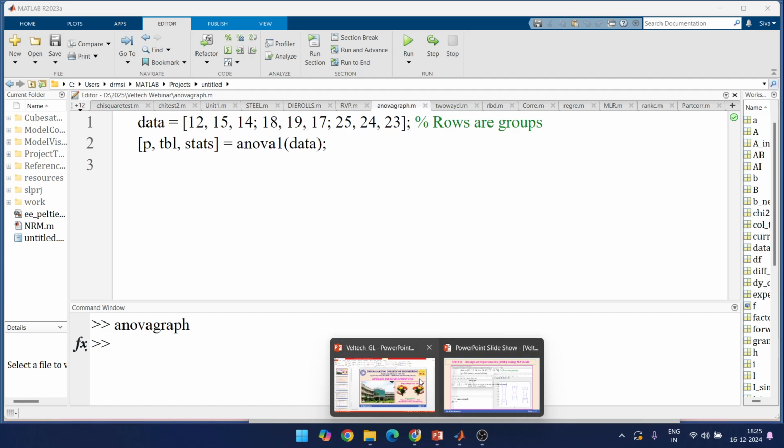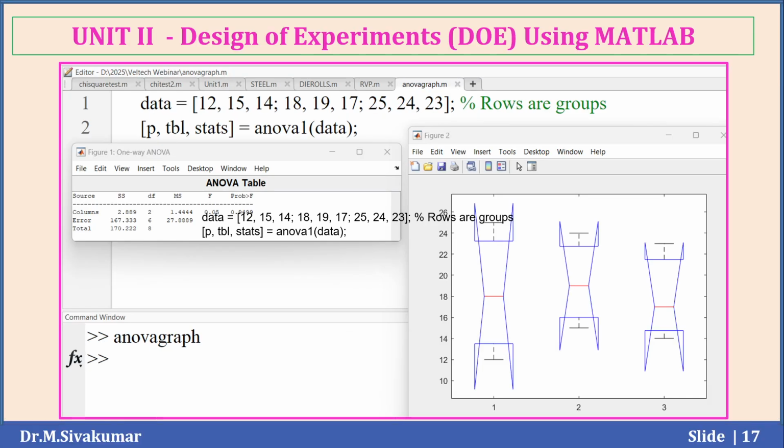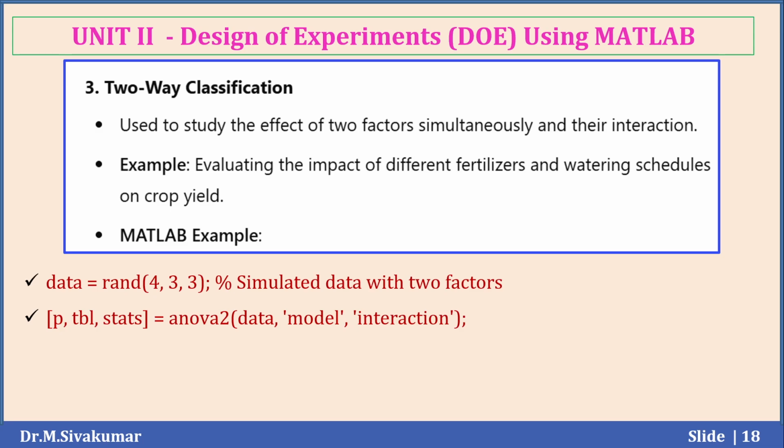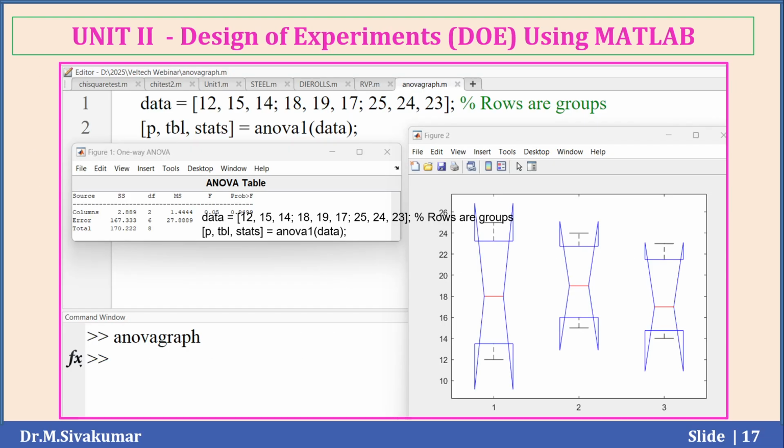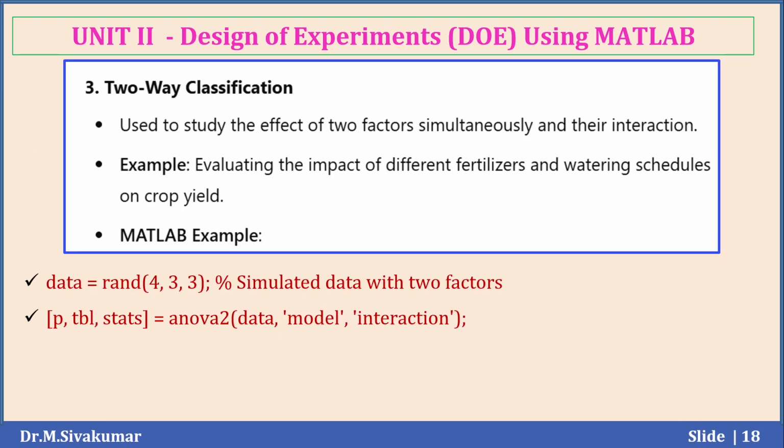Now let us see the PowerPoint slide. Previously we discussed the analysis of variance, and the second one is two-way classification. So what is two-way classification? The two-way classification method is used to study the effect of two factors simultaneously and their interaction. For example, evaluating the impact of different fertilizers and watering schedules on crop yield. This is a simple MATLAB program for two-way classification.